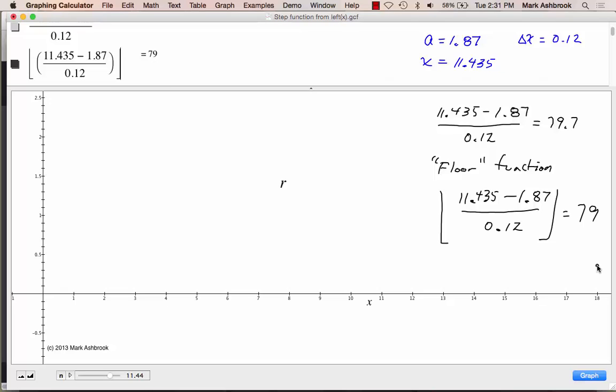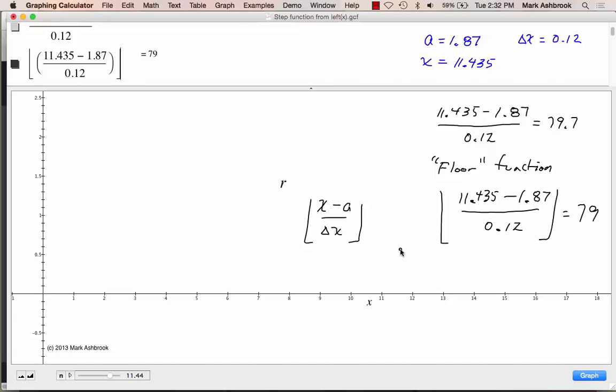Okay, where's Christopher Heston? Christopher Heston, is Christopher here? Okay, did you get it? Did you get a formula now? If our example was 11.435 minus 1.87 over 0.12 floor, how could you just turn that into a general formula? He wants the floor of x minus a over delta x? Yeah. What do we think? That's right. Okay, you got it.